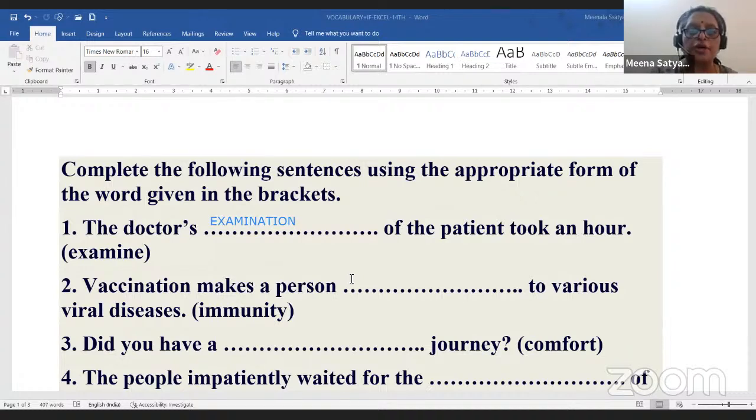Vaccination makes a person immunity to various viral disease. Vaccination makes a person immunable to various viral disease.